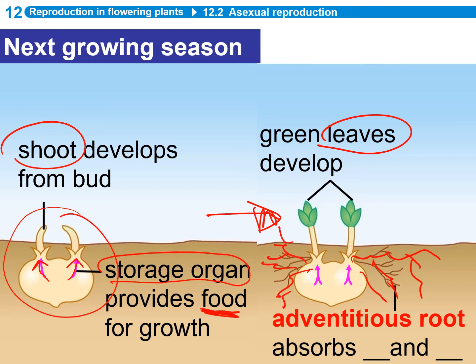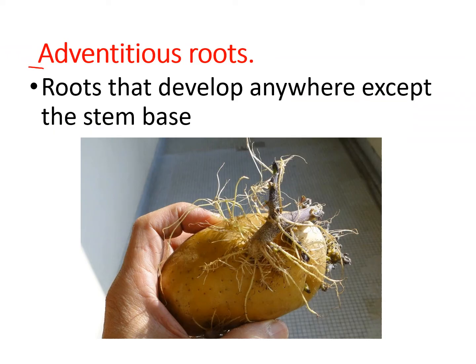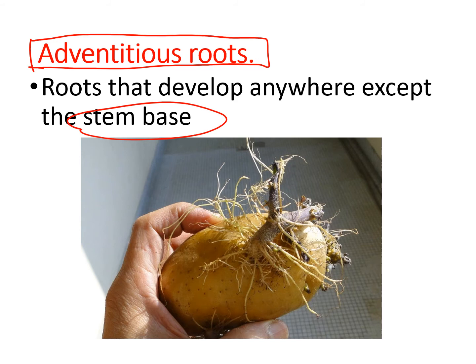And this type of root, we give it a name. They are not normal roots. So we call them the adventitious root. Adventitious roots are some roots which help to absorb water and minerals, but they are not normal roots, so we give them a special name. Why are they special? Because they do not grow from the stem base. They are not normally found on the stem base, but instead they come out from anywhere except the stem base.